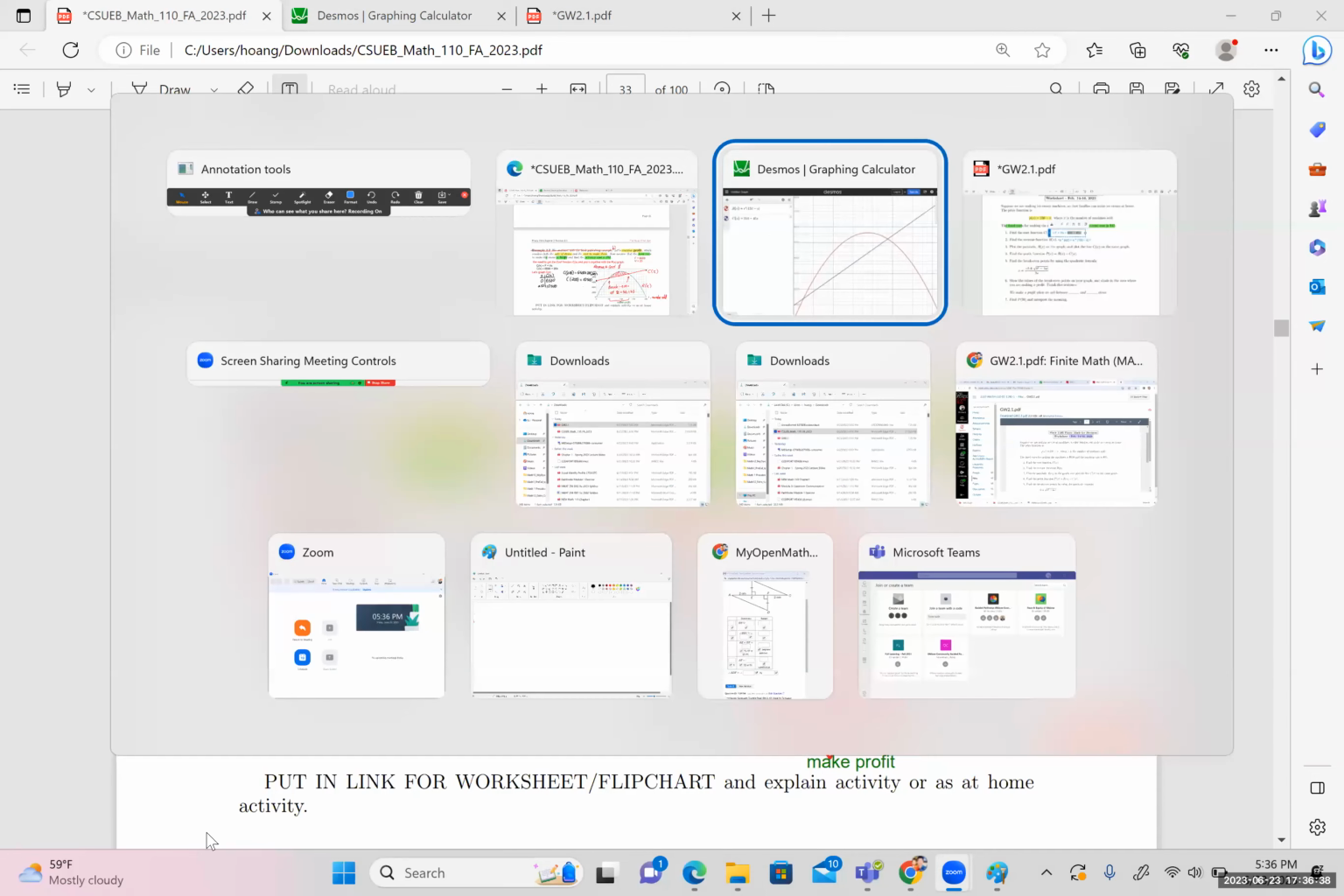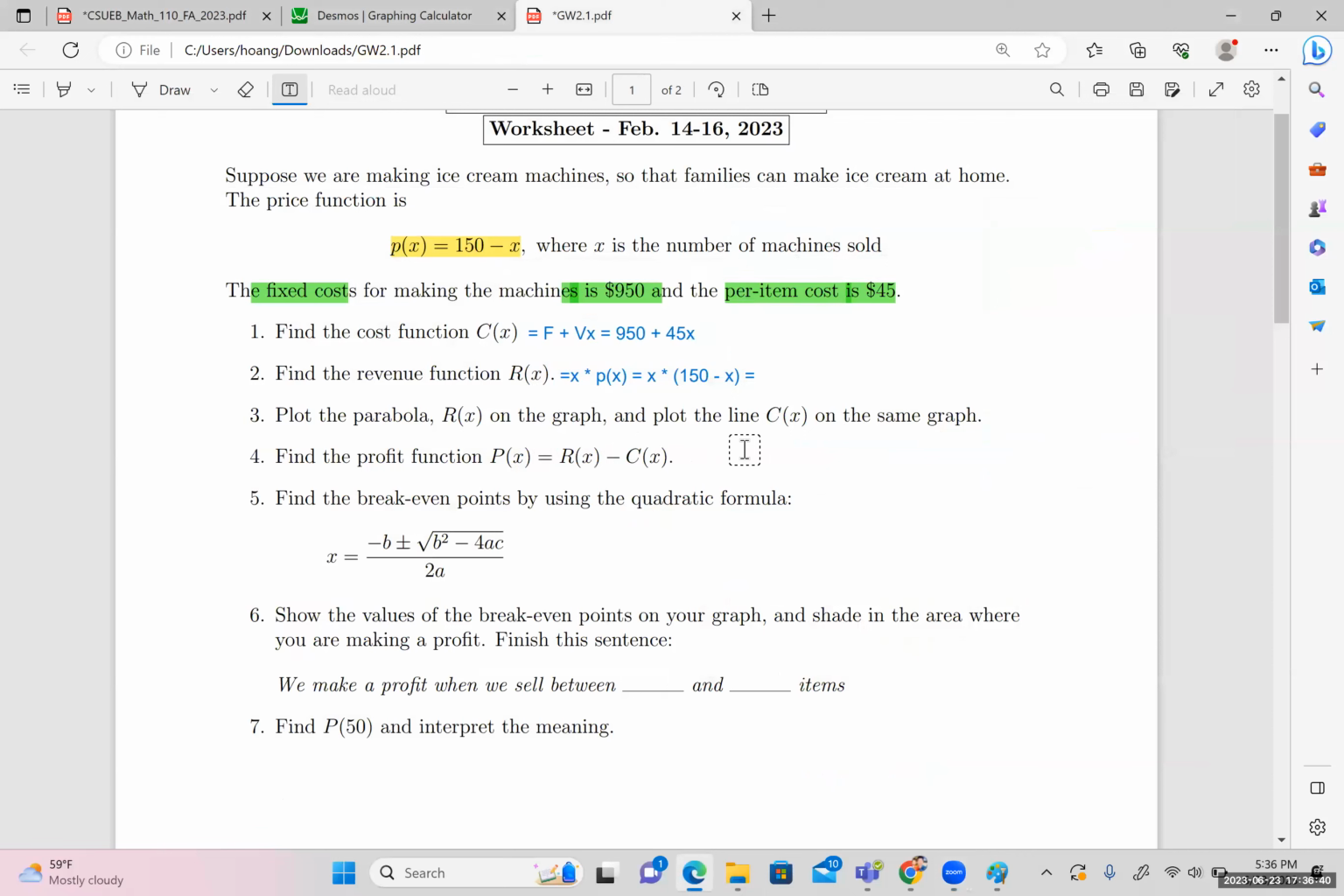Okay, what else do we have in the work? So let me see. All right, we want to find the profit function. So the profit function will be in the form of revenue minus cost. So you will use the revenue function over here and subtract the cost function over here. Okay, and then we need to find the break-even point by using the quadratic formula.